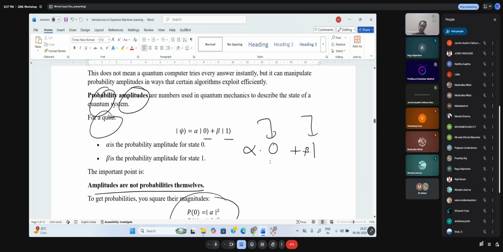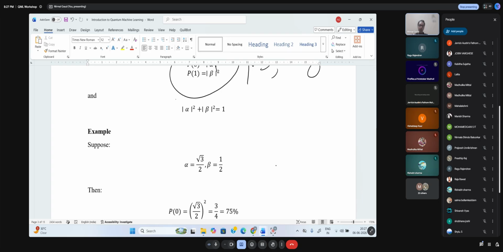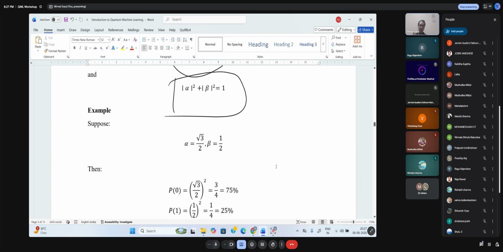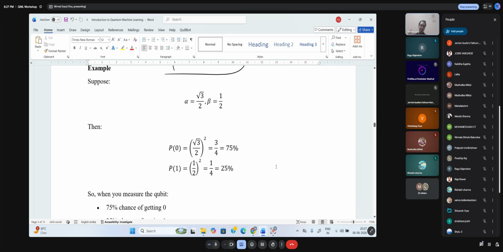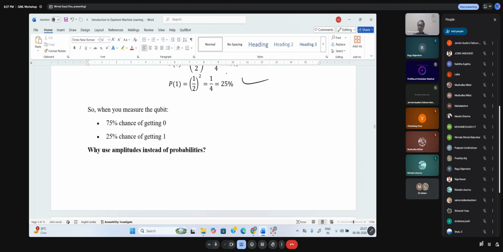We can have 0, we can have 1, or we can have both 0 and 1. If the value of alpha is 0, the answer is 1. If beta is 0, then the answer is 0. And if there are chances for both, which we are calculating here, alpha squared plus beta squared equals 1. With alpha as square root of 3 by 2 and beta as 1 by 2, taking the squares, 75% chance for 0 and 25% chance for 1. That's what we mean. This is the measurement of the qubit.